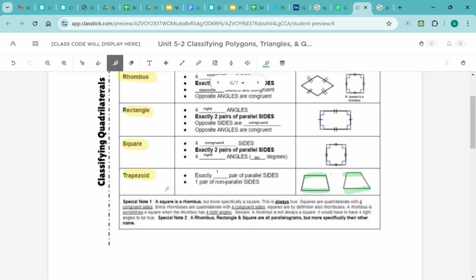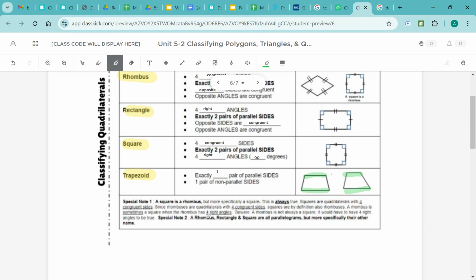So special note, a square is a rhombus, but more specifically, a square. That is always true. Squares are quadrilaterals with four congruent sides. Since rhombuses are quadrilaterals with four congruent sides, squares are by definition also rhombuses. A rhombus is sometimes a square when the rhombus has four right angles, but a rhombus is not always a square. It would have to have four right angles.